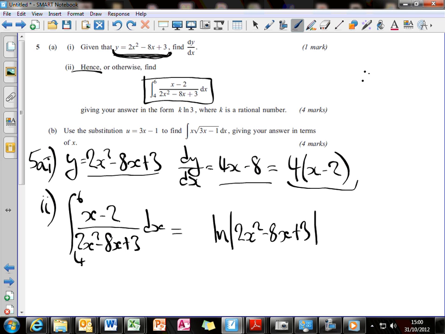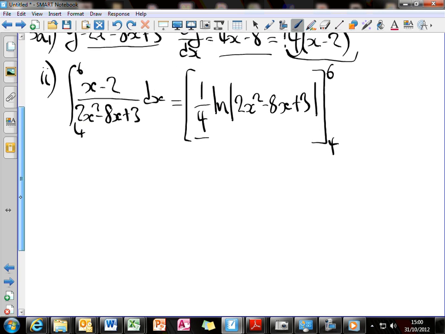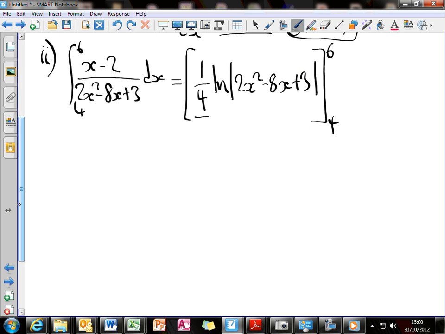And we don't want the 4 there. The 4's not there. So to get rid of that 4, we're going to put a quarter there. You can check that by doing the differentiation of it using the chain rule. This quarter here is going to cancel with the 4 you get when you differentiate 2x squared minus 8x. And I'm going to put this in some square brackets because it's a definite integral, and we're integrating between 6 and 4. Okay, so we've done the integration, but we still have to put in the 6 and the 4. So let's do that part next.